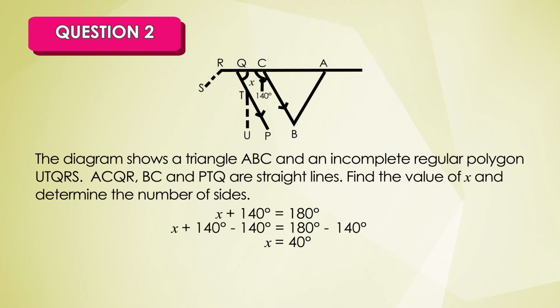Now that we have the value of x, we can calculate the number of sides of the incomplete regular polygon. x is the exterior angle of the polygon. So, the number of sides of the polygon is 360 degrees over 40 degrees. Hence, the number of sides of the polygon is 9. There we go. The value of x is 40 degrees and the number of sides of the incomplete regular polygon is 9.